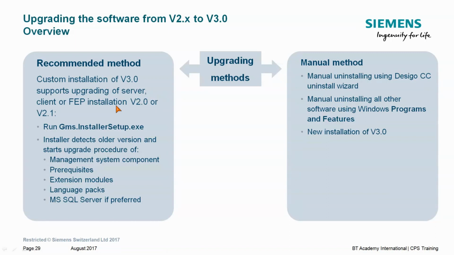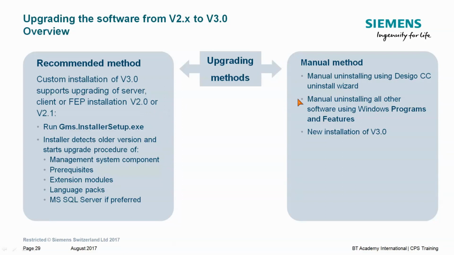So if I run the GMS installer setup exe on a machine where version 2.0 or version 2.1 is installed, the installer detects the older version and starts upgrading the management system component, the prerequisite extension modules, language packs, and the SQL server if preferred. So you get guided through the installer wizard. This is the more efficient way.